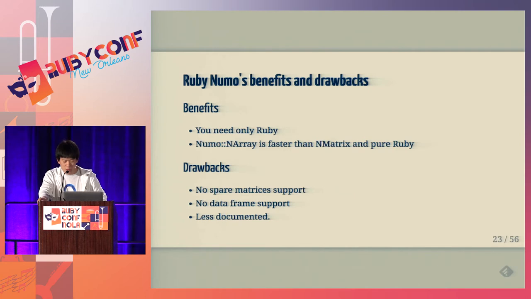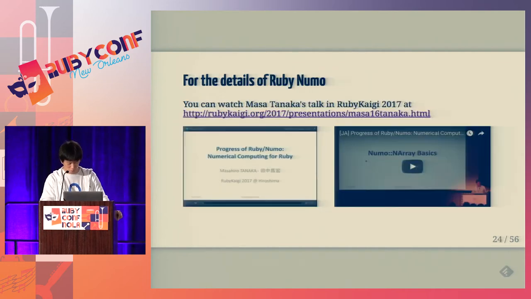But Ruby Numo does not support sparse matrices and data frames. It means it is hard to use Ruby Numo for NLP and data science tasks. And Ruby Numo is also less documented than SciRuby is. If you're interested in Ruby Numo and want to know the details, you can access the English slide and the Japanese talk movie from RubyKaigi 2017 at this URL. Please check them.